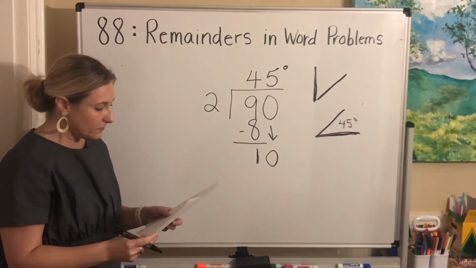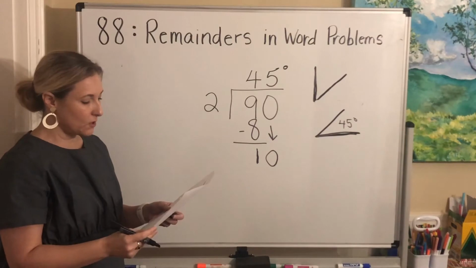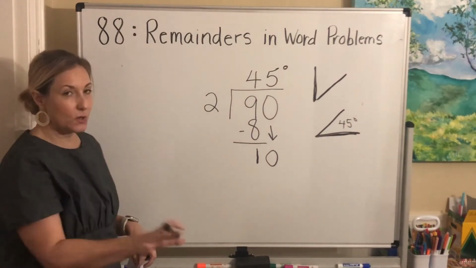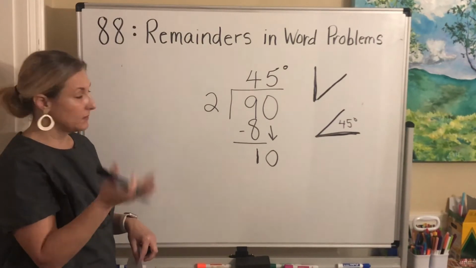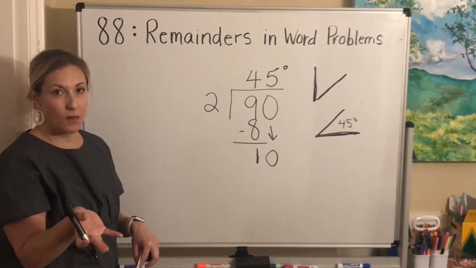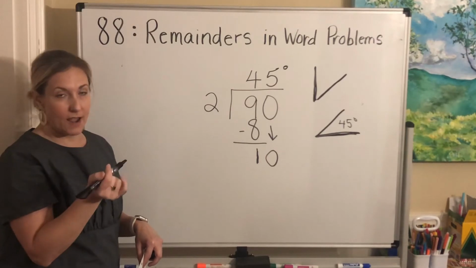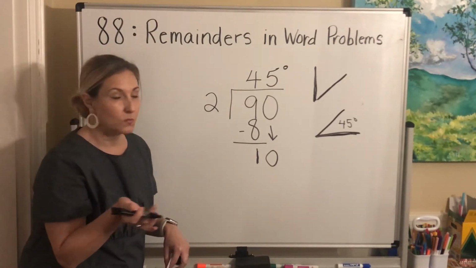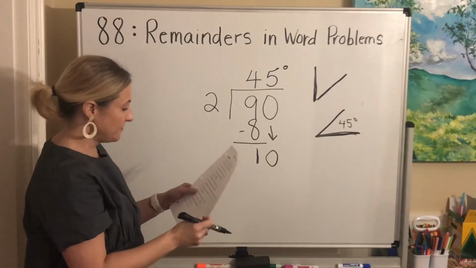Okay, what is 1/4 of a circle? 1/4 of a circle is how many degrees? Well, if the whole circle is 360, that's 360 divided by 4, or you might already have that memorized. 1/4 of a circle is a right angle, so that's 90 degrees, right?